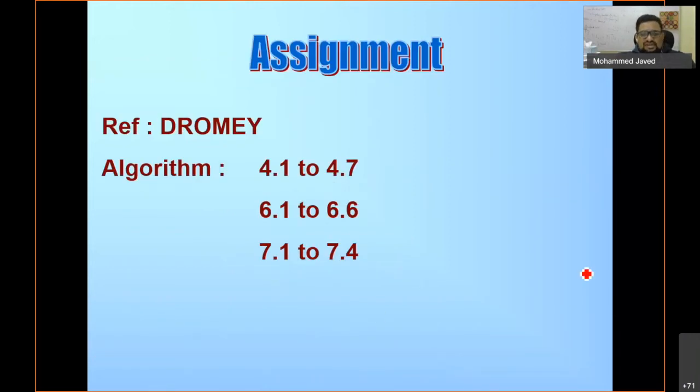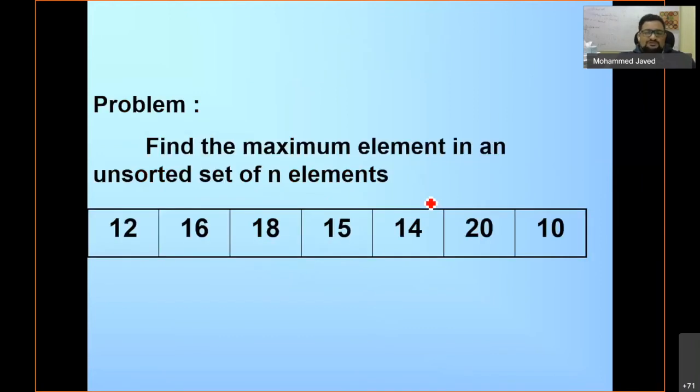If you want to see some similar problems, you can go through the textbook of R.G. Dromey and look at algorithms 4.1 to 4.7, 6.1 to 6.6, and 7.1 to 7.4. You can solve these problems for getting additional knowledge.